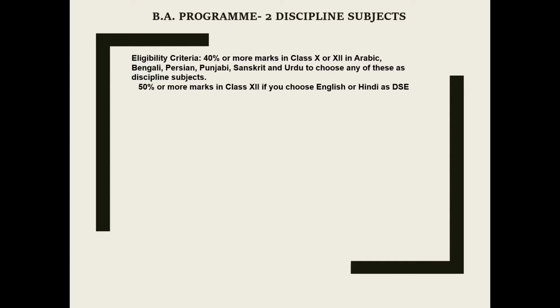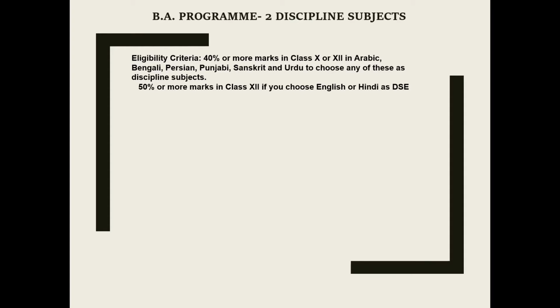Now coming to the eligibility criteria. Suppose you want to pursue Arabic, Bengali, Persian, Punjabi, Sanskrit or Urdu as one of your discipline subjects, then there is a limitation that you should have studied that very subject in class 10th or 12th and passed it with 40% or more marks. Another eligibility criterion: if you are choosing English or Hindi as one of your discipline subjects, then you must have studied that subject in class 12th and scored 50% or more in it.